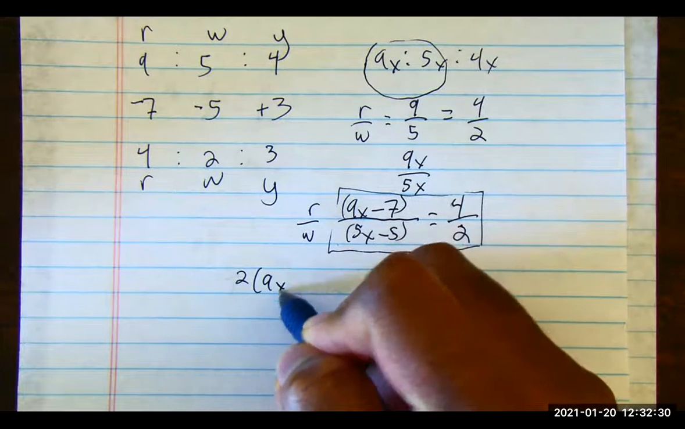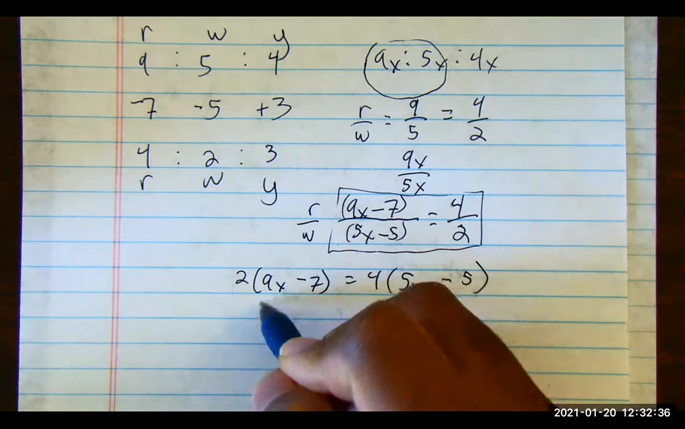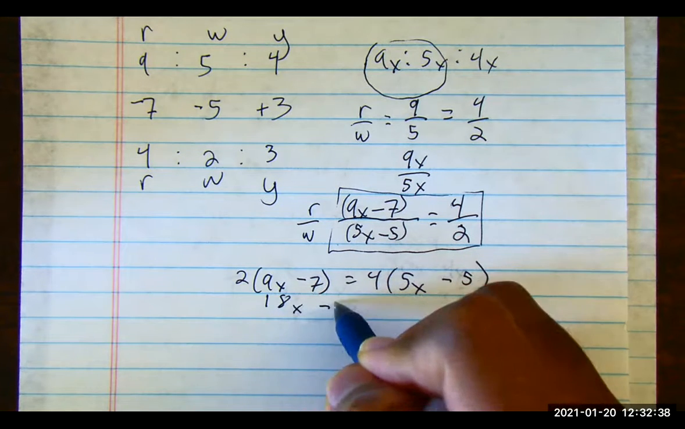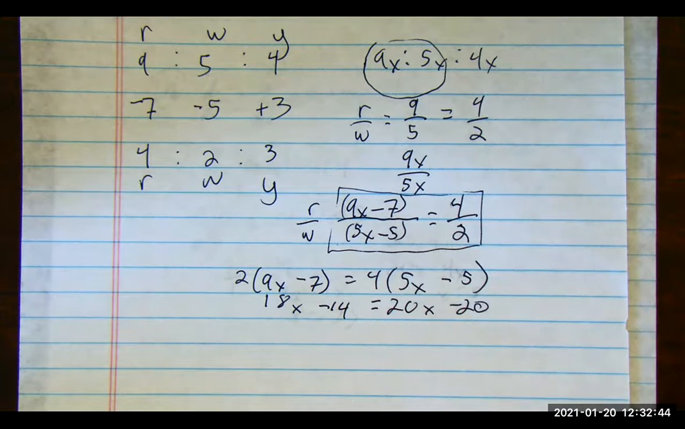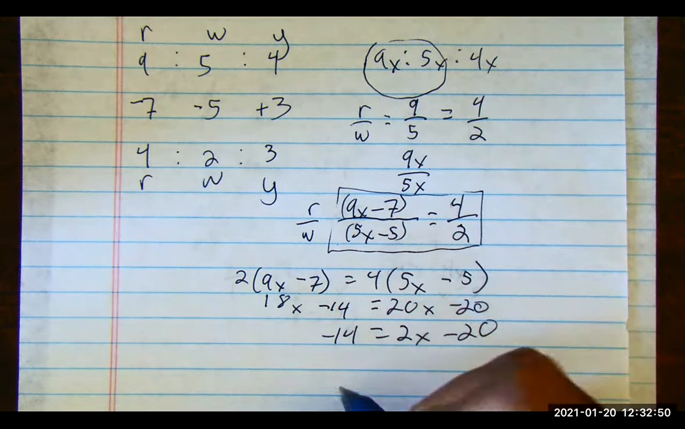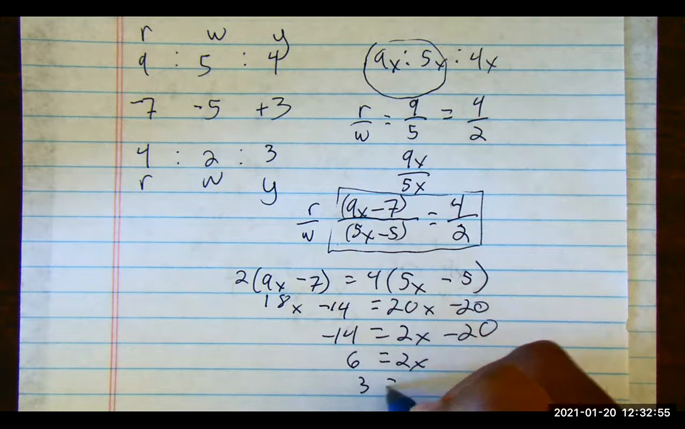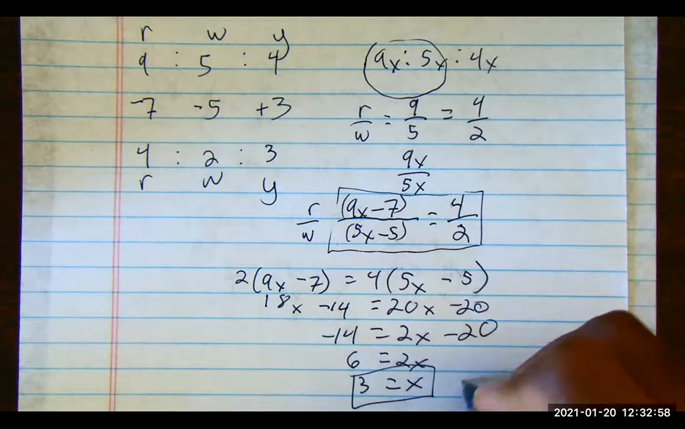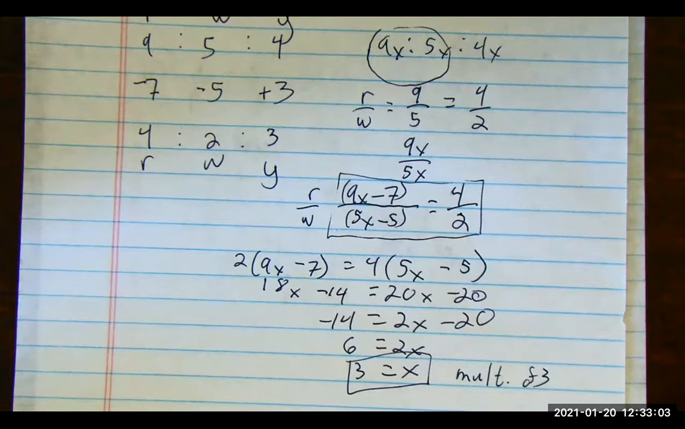2 times 9x minus 7 equals 4 times 5x minus 5. That gives me 18x minus 14 equals 20x minus 20. Negative 14 equals 2x minus 20. 6 equals 2x. 3 equals x. So it's a multiple of 3, which means either it's going to be times 3 or by some multiple of 3. In this case, it works out where it's just times 3.